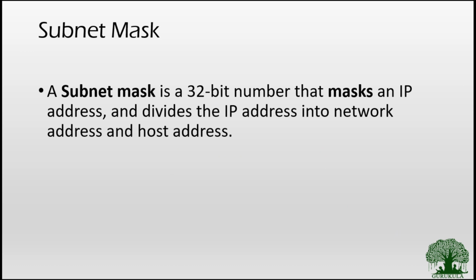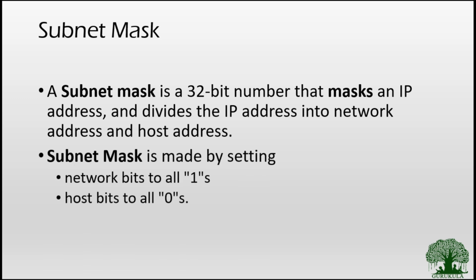So the subnet mask is also a 32-bit number which we mask over an IP address, and this mask will divide the IP address into the network address and the host address. A subnet mask is made by setting all the network bits to 1 and all the host bits to 0. So all the bits used to represent the network should be given as 1, and all the bits used to represent the host should be taken as 0.